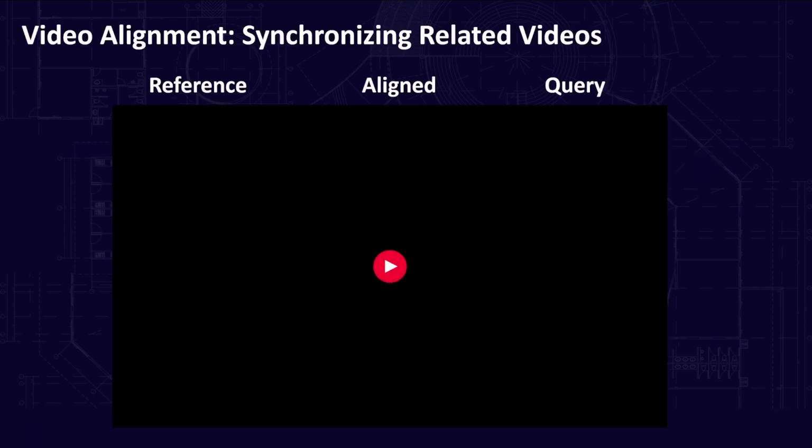Video alignment means figuring out which moments match across different videos, like syncing up two people making coffee step by step. But it's hard. Real videos vary in angle, style, speed, and are full of messy, unlabeled frames.